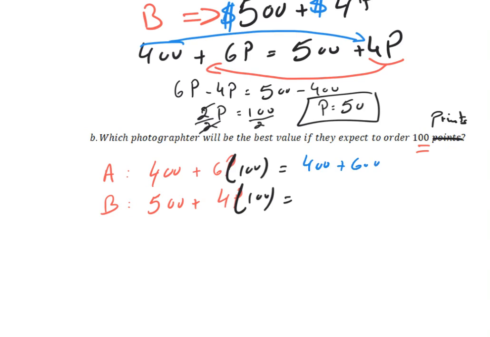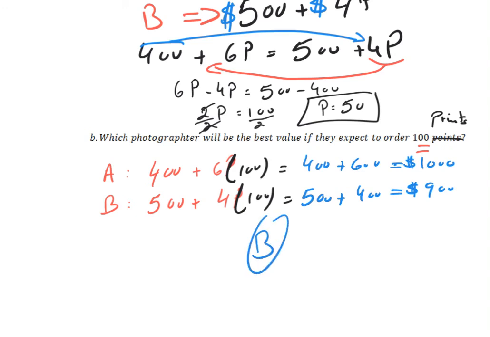We're going to have 400 plus 600, and that would be a total of $1,000. So photographer A will charge $1,000, and photographer B will have 500 plus 4 times 100, which is 400, and that will be $900. So which photographer will be the best value? That will be photographer B, because photographer B will charge only $900 for 100 prints, instead of photographer A, who will charge $1,000 for 100 prints.